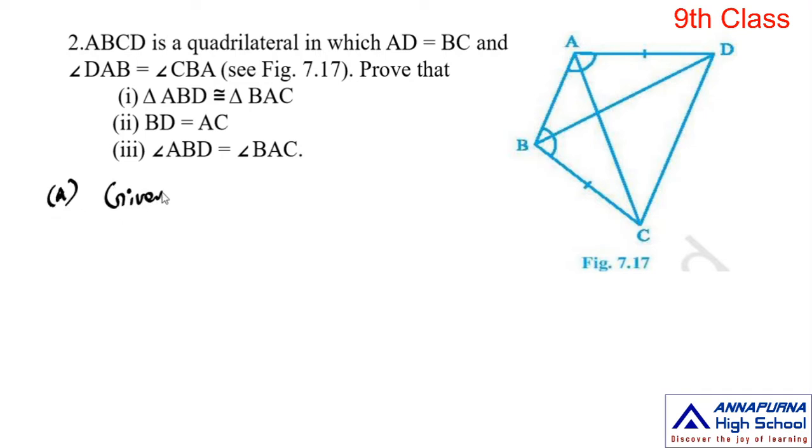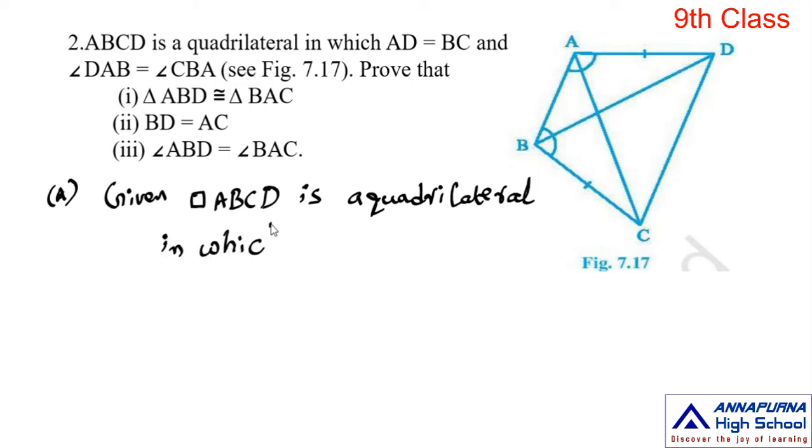Given: ABCD is a quadrilateral in which AD is equal to BC. ABCD is a quadrilateral. AD and BC are equal. These two sides are equal, AD and BC.